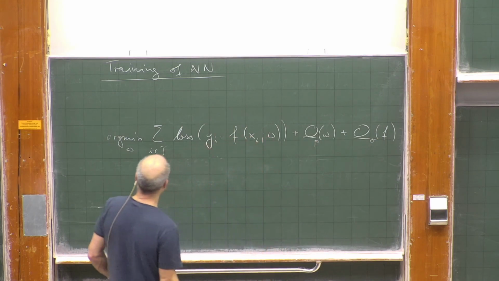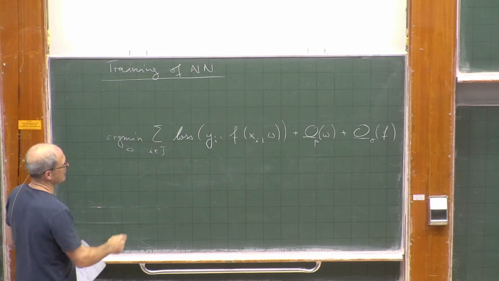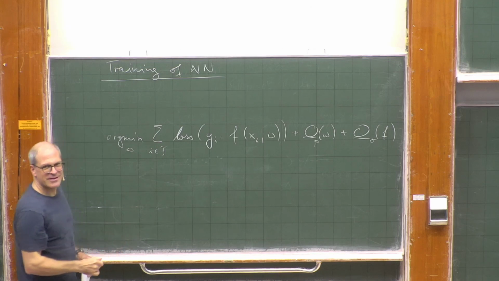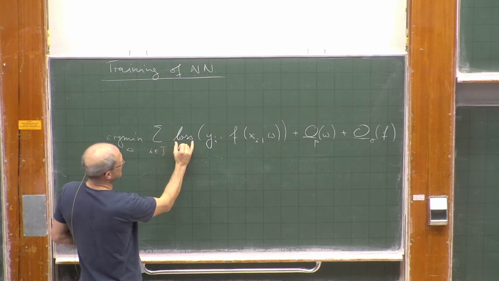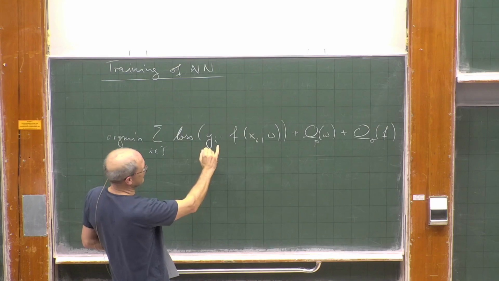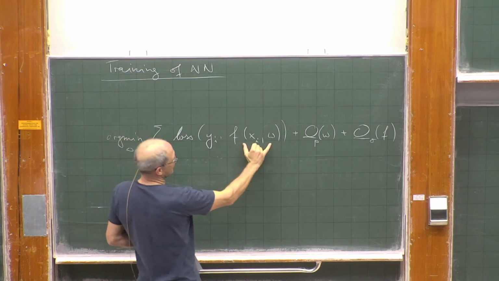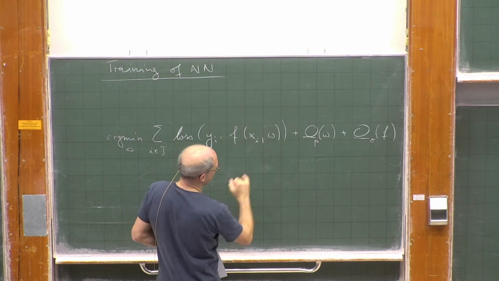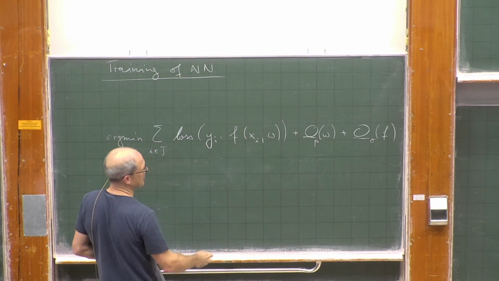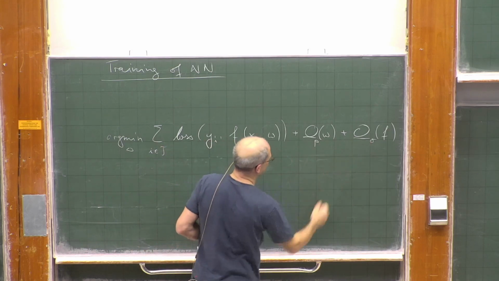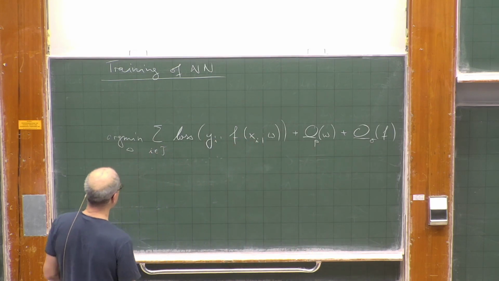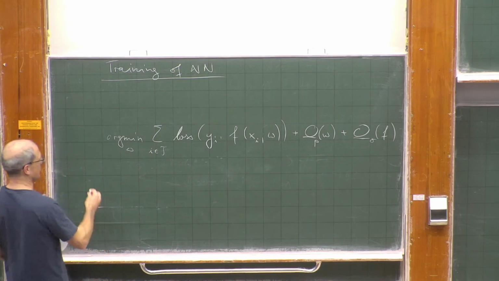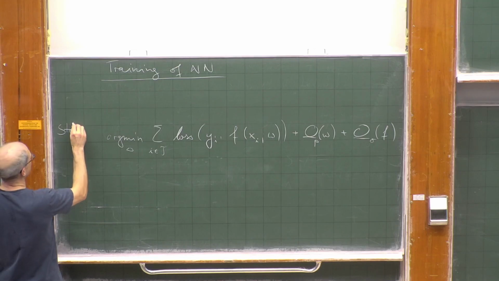Okay, so what do we have? We have a summation over our training samples, and we have a loss function that measures the discrepancy between the true label and our prediction. The prediction depends on some input and on the parameters, and then we can have regularizers on those parameters as well as on the function output itself. And this is now the standard framework of supervised learning.